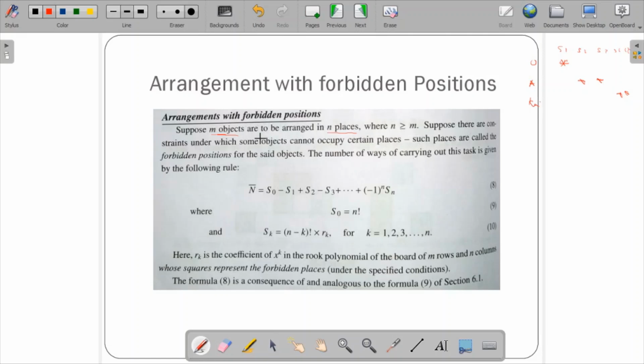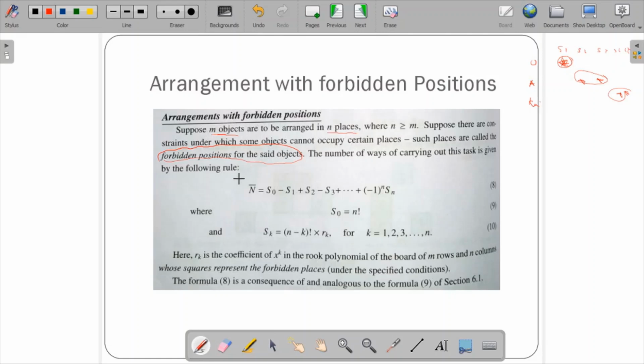Suppose there are constraints under which some objects cannot occupy certain places. That's what I told. Student 1 doesn't like orange, so orange cannot occupy that particular place. Student 2 and student 3 don't like apple, so apple cannot occupy those places. Kiwi also, student 4 and student 5 don't like it. Such places are called forbidden positions for the said objects. Now within this, how can we arrange this?